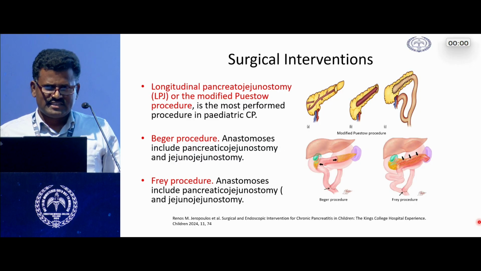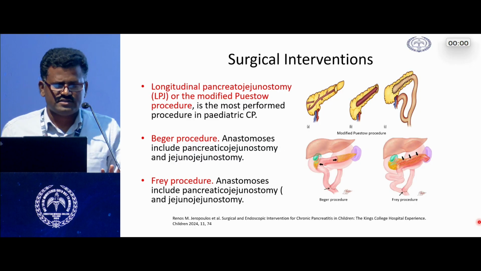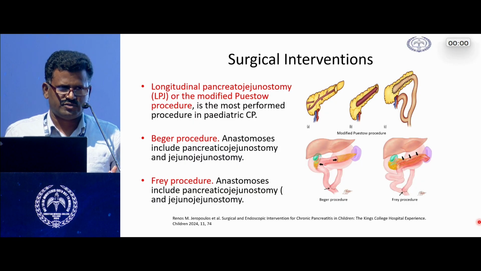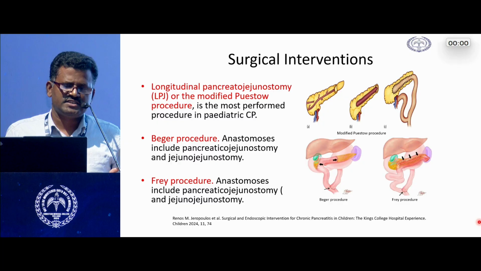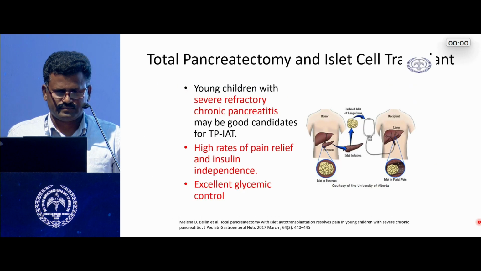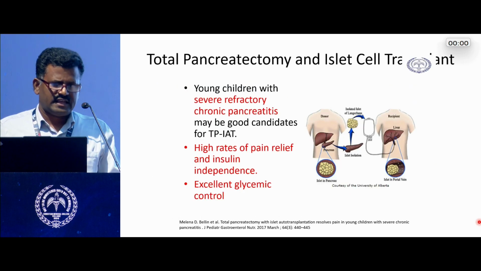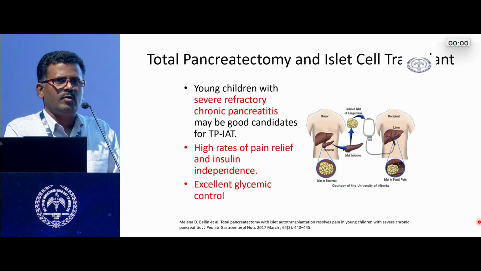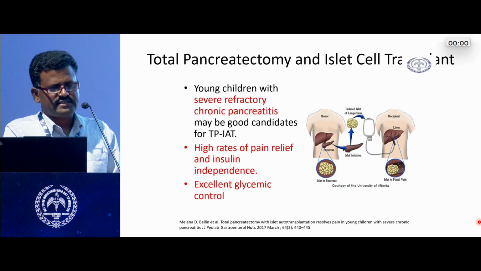Regarding surgical interventions, I am not going into the detail, as the most commonly used are the modified Puestow procedure, Berger procedure and Frey procedure. Those procedures aim at a pancreatico-jejunostomy to decompress the pancreatic duct, and a jejuno-jejunostomy can also be done. Total pancreatectomy and islet cell transplant has been gaining more popularity over the past few decades.